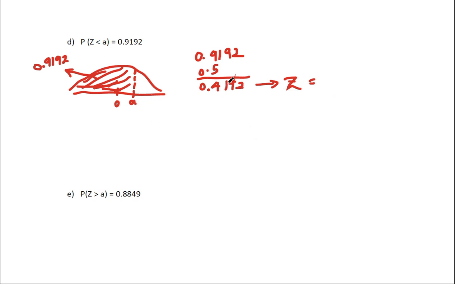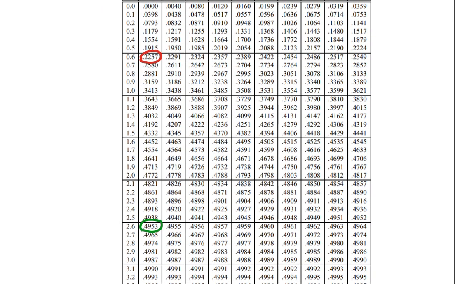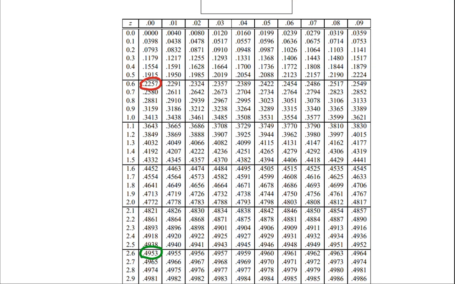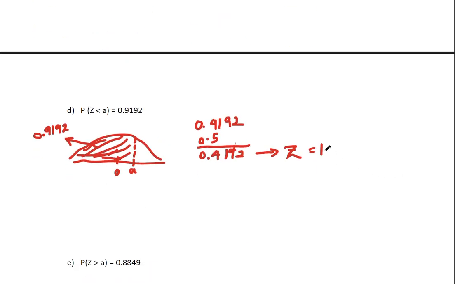So we need to find 0.4192 in the body of the standard normal table and determine the Z value that corresponds to it. So 0.4192, that's what we're looking for. We search through the table here. Here it is, 0.4192, and that is 1.40. So our answer is 1.40. That's the value of A that we're looking for here.